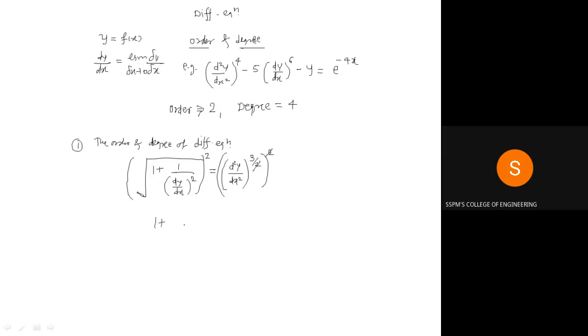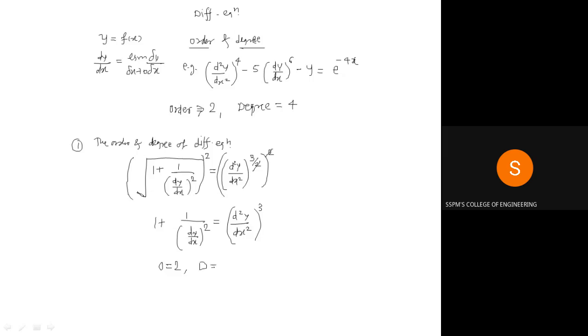They remain 1 plus 1 upon dy by dx, whole square, that is equal to d square y by dx square raised to 3. This is the simple differential equation. Am I right? And we have got terms which are free from root. In this differential, which is the highest derivative? d square y by dx square. So the highest derivative is of order 2. So order of differential equation is order of highest derivative. So order is 2. What about the degree?